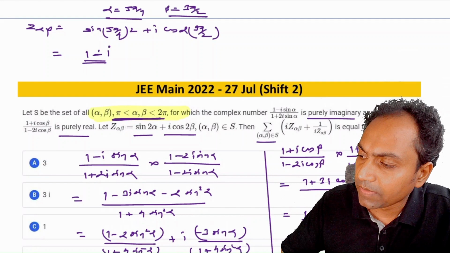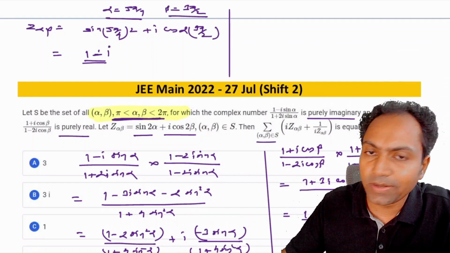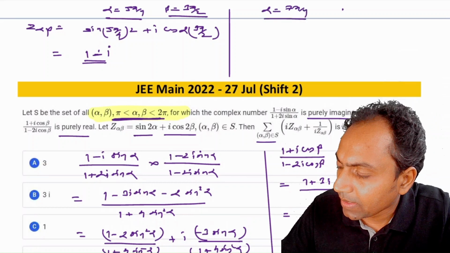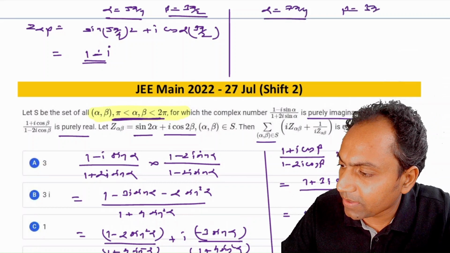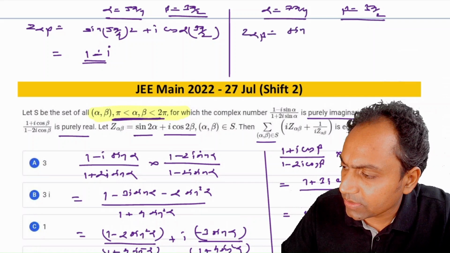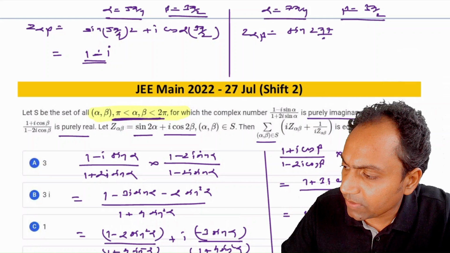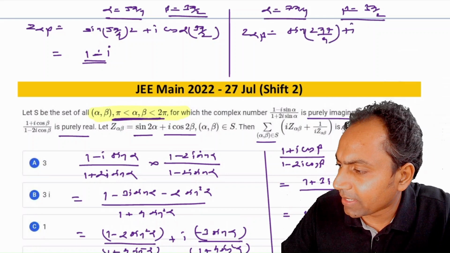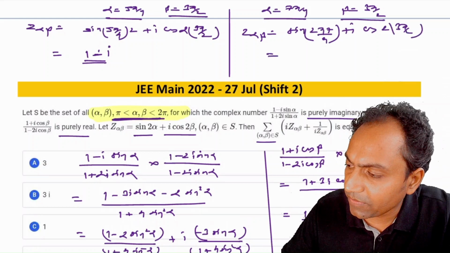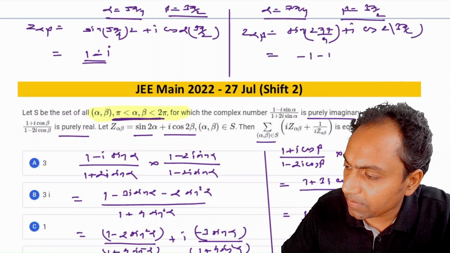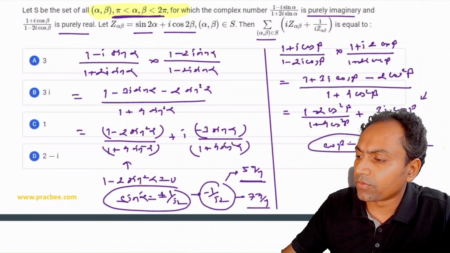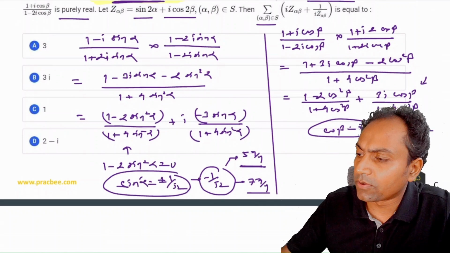This you can simplify. Similarly, there is one more value that we need to find. This value will come when alpha becomes 7 pi by 4, and beta has only one value, that is 3 pi by 2. So if I find z alpha beta corresponding to this value, it is sine of 2 times 7 pi by 4 plus I times cos of 2 times 3 pi by 2. Again, if you simplify this value, what you get is minus 1 minus I. So we have got both the values. Now all we need to do is find this summation. And this is not very difficult to find. Let us find this summation.